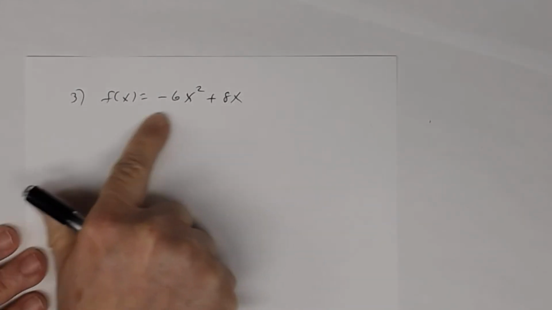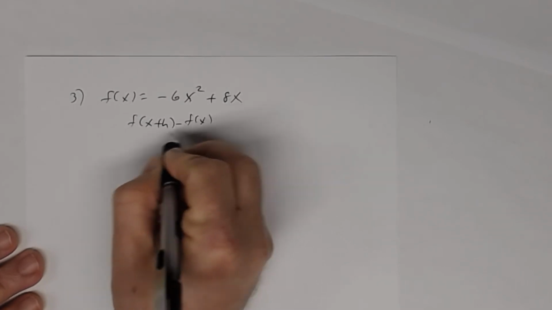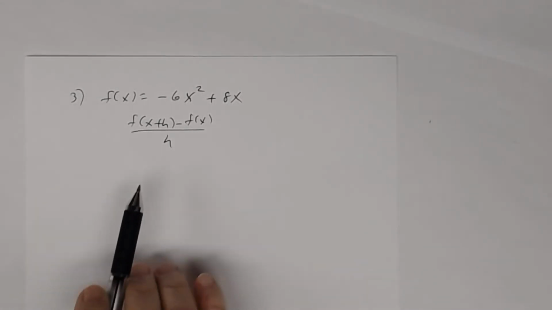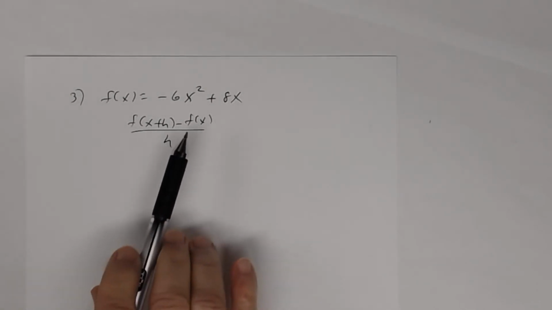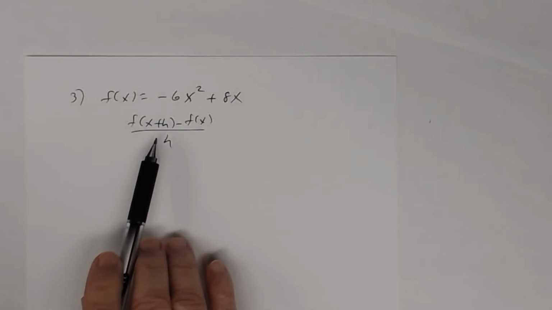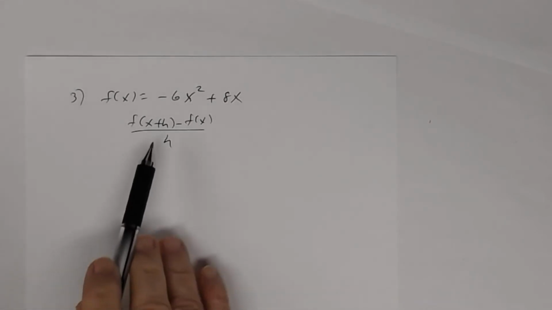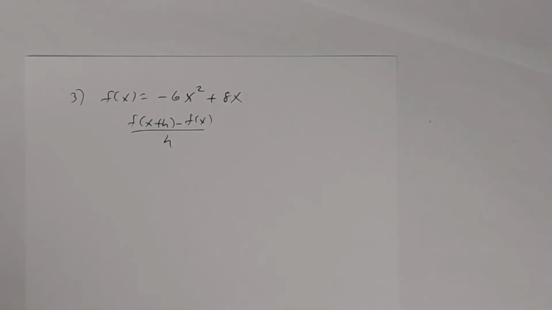Okay, so let's go ahead and find the difference quotient: f of x plus h minus f of x, all divided by h. Remember, we're just focusing on linear and quadratic functions, but you can find the difference quotient of any function. It could be a rational function, any polynomial function, or a radical function, but we're going to focus on linear and quadratic.